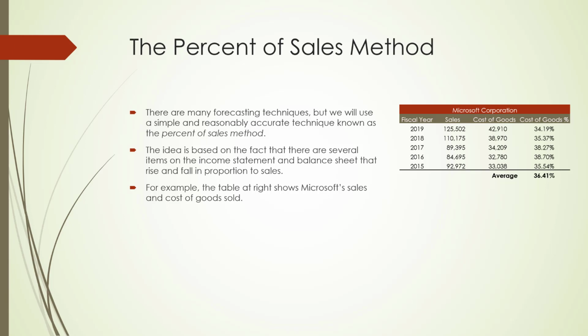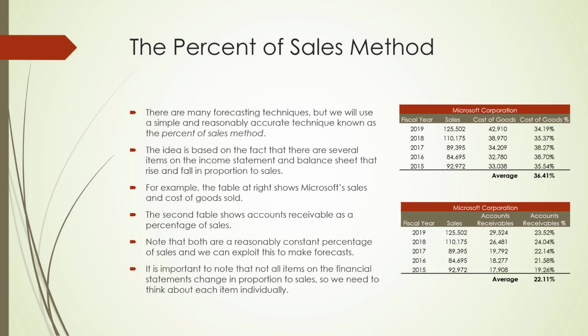Now, note that the one thing that we need, and we will take as a given for this course, is a sales forecast. So somebody's going to hand you a sales forecast and ask you to forecast the income statement and the balance sheet. On the balance sheet, there are items as well that maintain a constant proportion of sales.